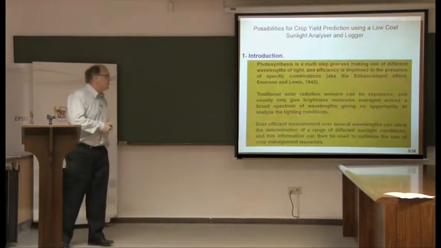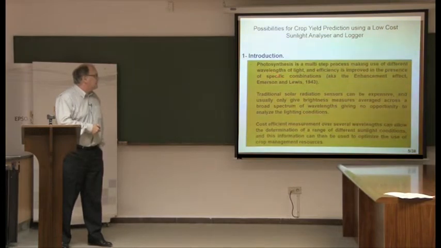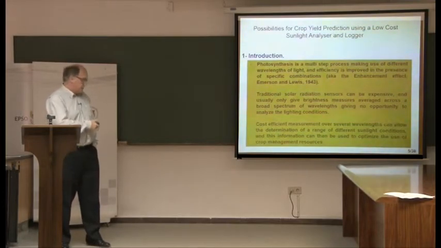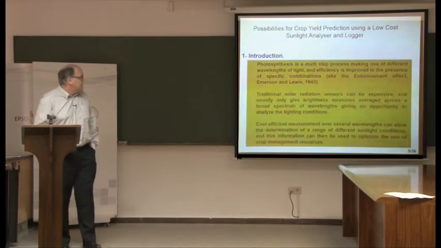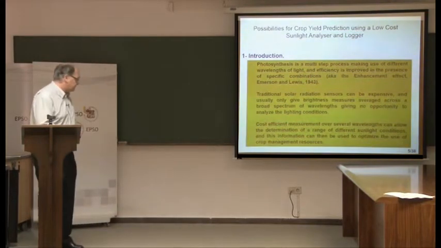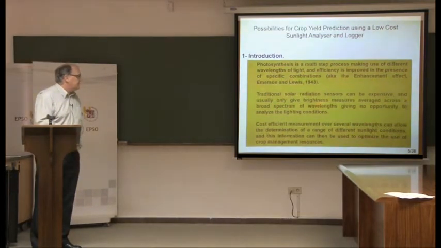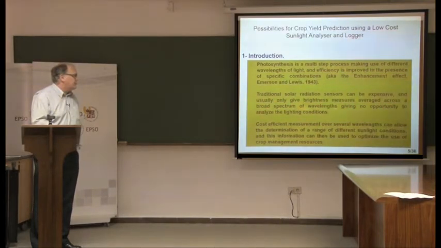Photosynthesis is a multi-step process which makes use of different wavelengths of light, and the efficiency of that photosynthesis is improved in the presence of specific combinations of light. This has been known for quite some time and is known as the enhancement effect. My understanding is that traditional solar radiation sensors can be quite expensive, and they usually give the brightness measure averaged over a broad spectrum of wavelengths. And this gives no real opportunity to analyse the specific lighting or weather conditions.